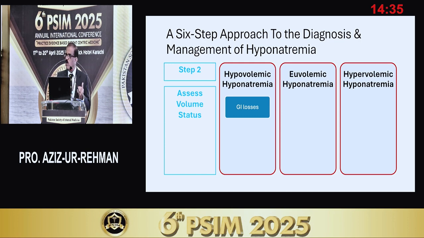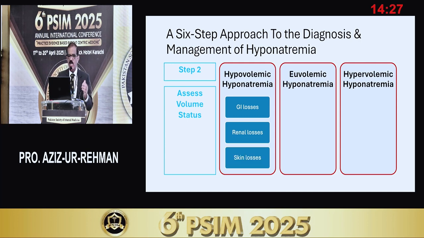So hypovolemic hyponatremia, when you're actually losing water and salt, you're losing more salt than water. So that is why you end up having hyponatremia. So the losses could be from the gastrointestinal tract, maybe from the kidneys, or maybe from the skin.